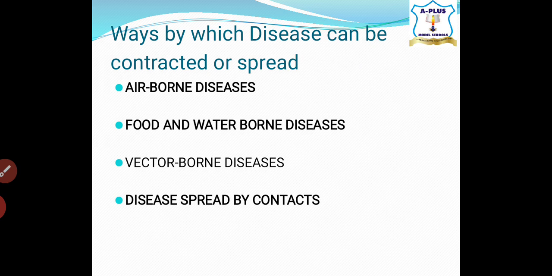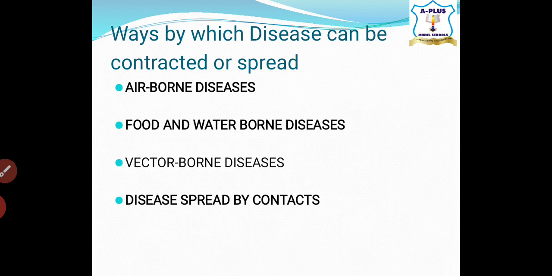Another one is vector-borne disease. A vector-borne disease is a disease that is carried by a living organism. There's a vector, and the living organism might not even be showing the symptoms. But when the living organism comes in contact with humans or other animals, they can contract the disease. Number one here is malaria.